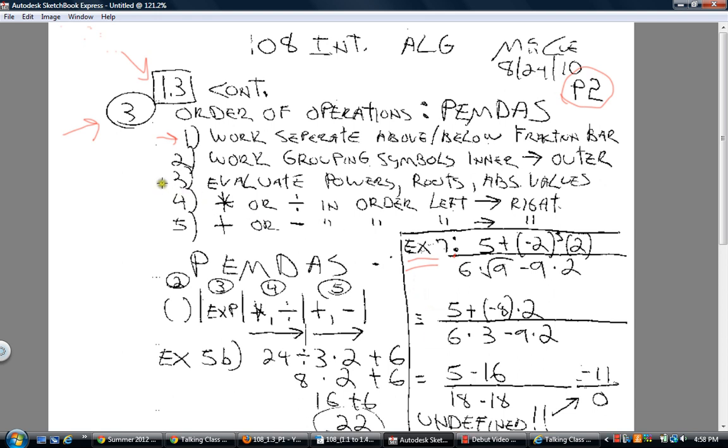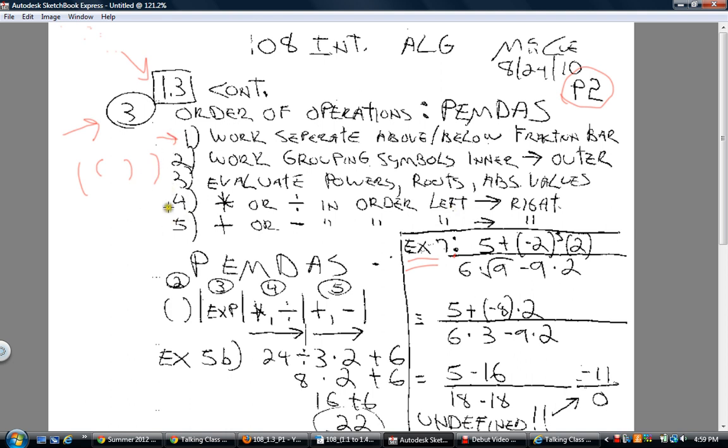With that said, usually when you're thinking of PEMDAS or order of operations, you work in group symbols from inner to outer. So if you happen to see two sets of parentheses, you do the inner one first, then the outer one. Number 3 says evaluate powers, roots, and absolute values next. Then number 4, you do multiplication or division in the order as you hit them from left to right. Notice that arrow tells you to go from left to right. Finally, the last thing you clean up with is addition or subtraction, in order going from left to right.